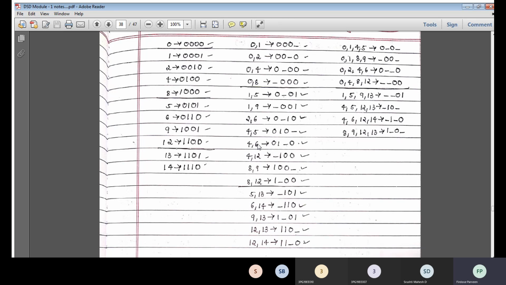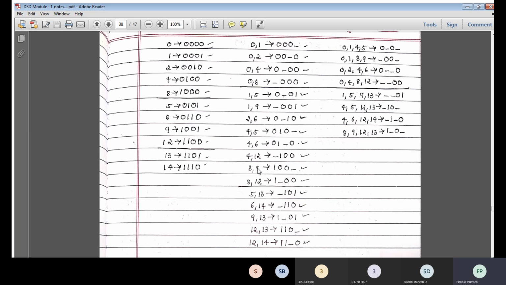Next what I will do? 4, 6. 4, 6 is at the third position. Where is it? 4, 6 it is here at the third position. 4, 6 what is it? 0, 1 dash 0. 4, 6. 12, 13 what is it? 1, 1, 0 dash. So what I'll be getting? I'll be getting dash 1 dash 0. In the same way, 4, 12 as I've already discussed.